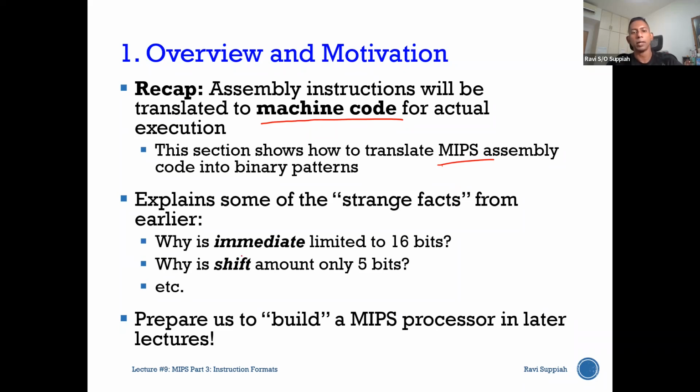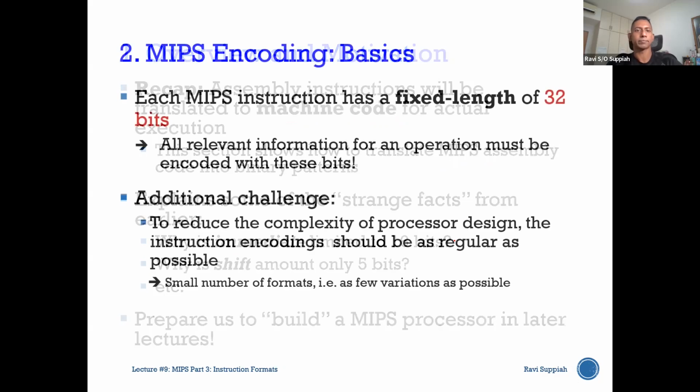So for example, when I do immediate instructions, or I do a load word, store word, the offset is always limited to 16-bit values. So there are some limitations that we see when we look at the instruction. But exactly why those limitations are there, we will understand right now when we look into the instruction set.